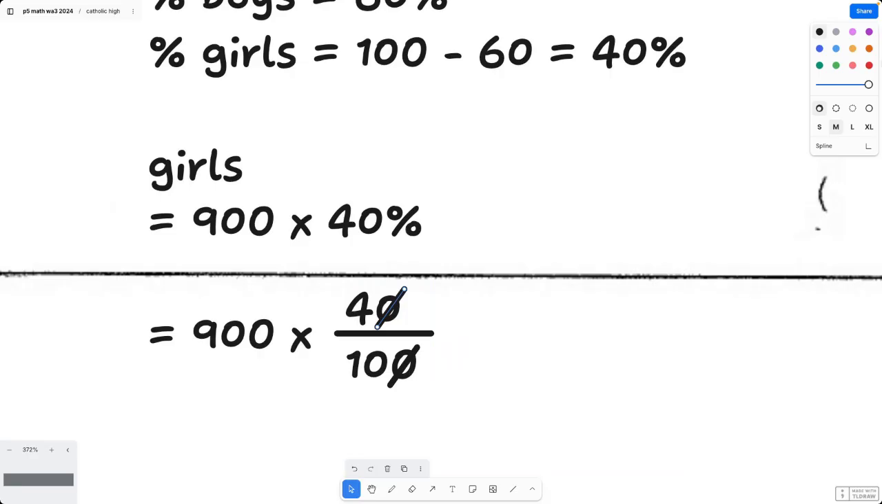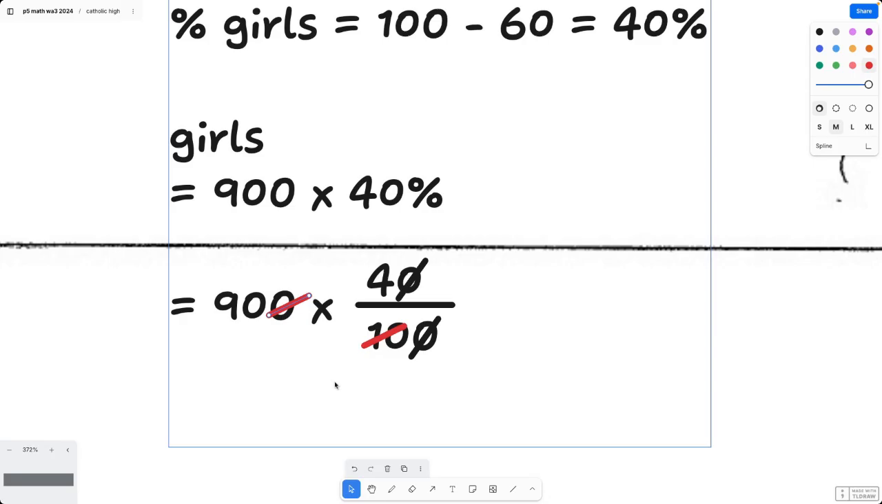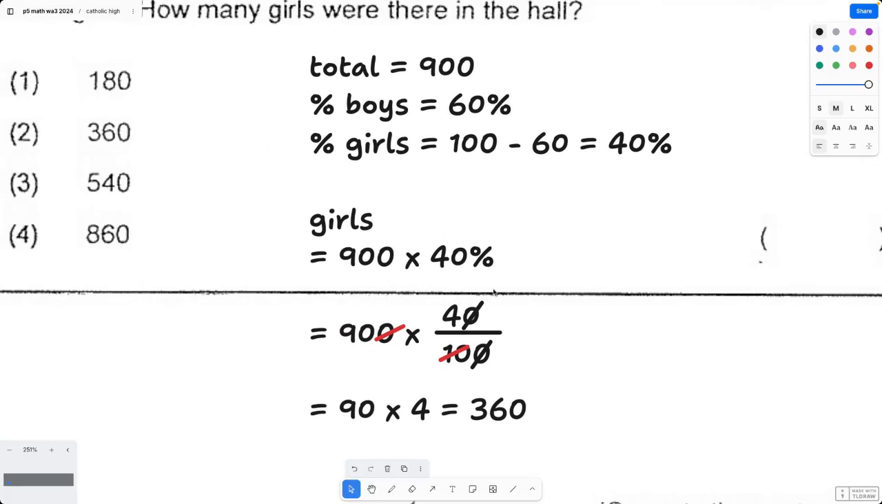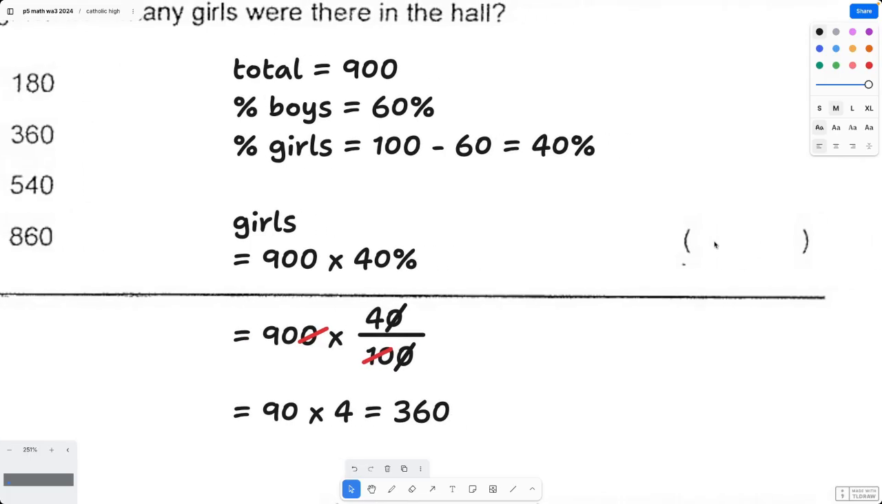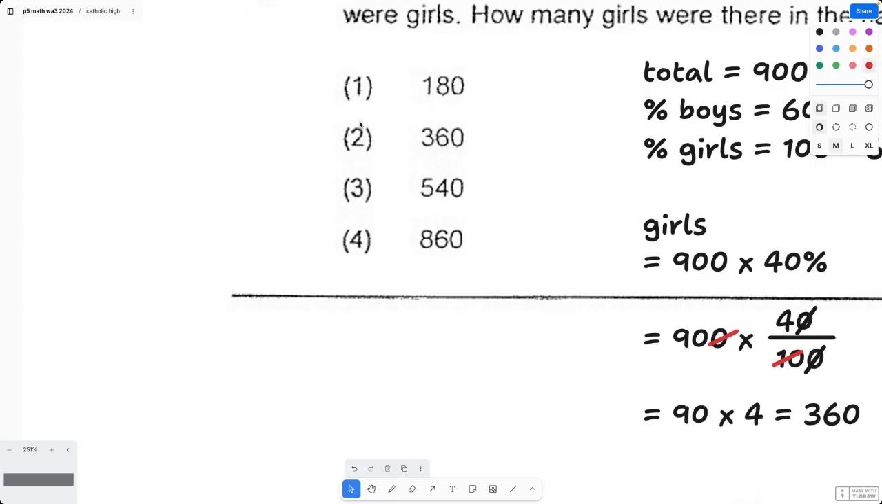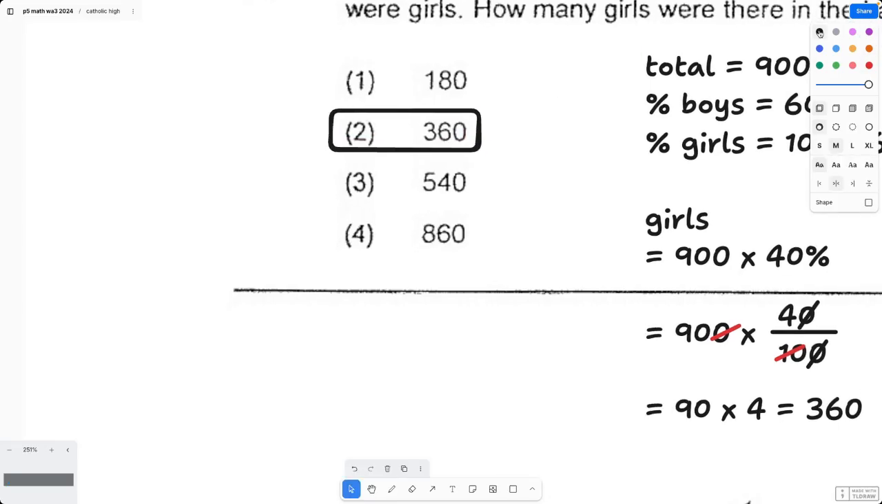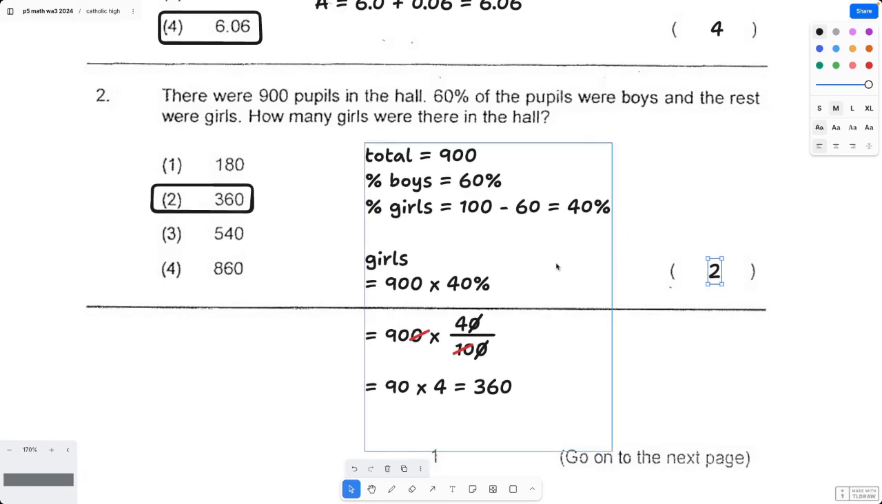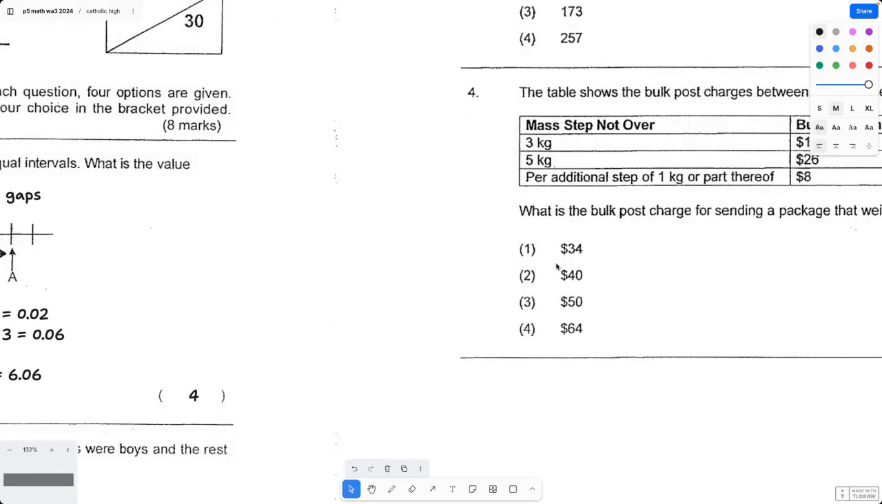After that, we also want to cancel out another one, which is the 10 here with the 0 at the end of 900. Essentially, this gives us 90 times 4. 9 times 4 is 36, and we have a 0 at the end. So the answer is 360, which means the answer is option number 2. So we write here 2. All right, let's move on to the next question.